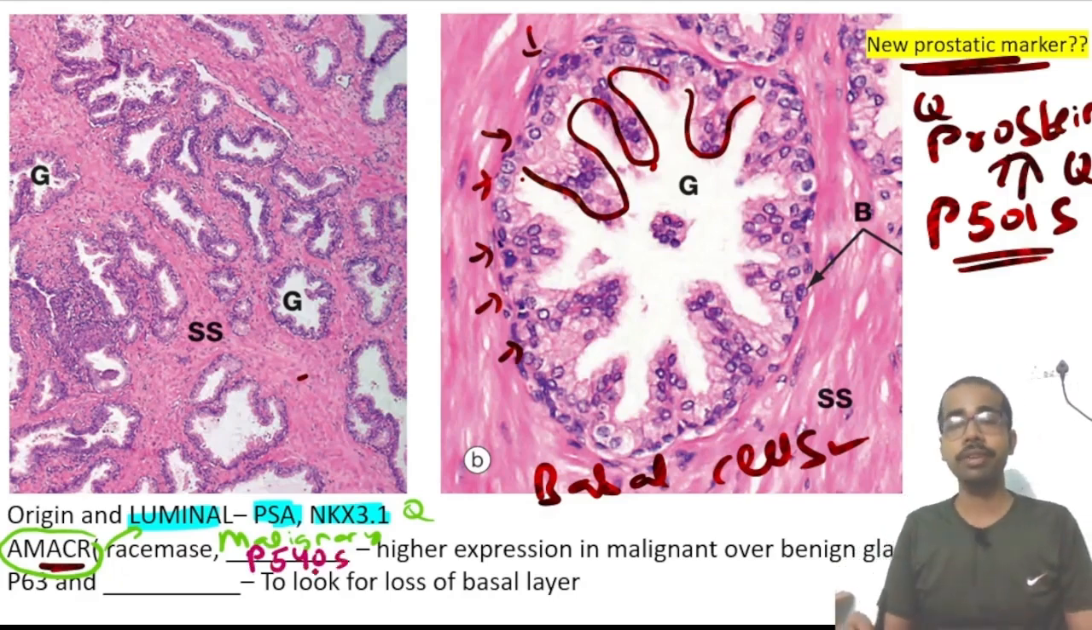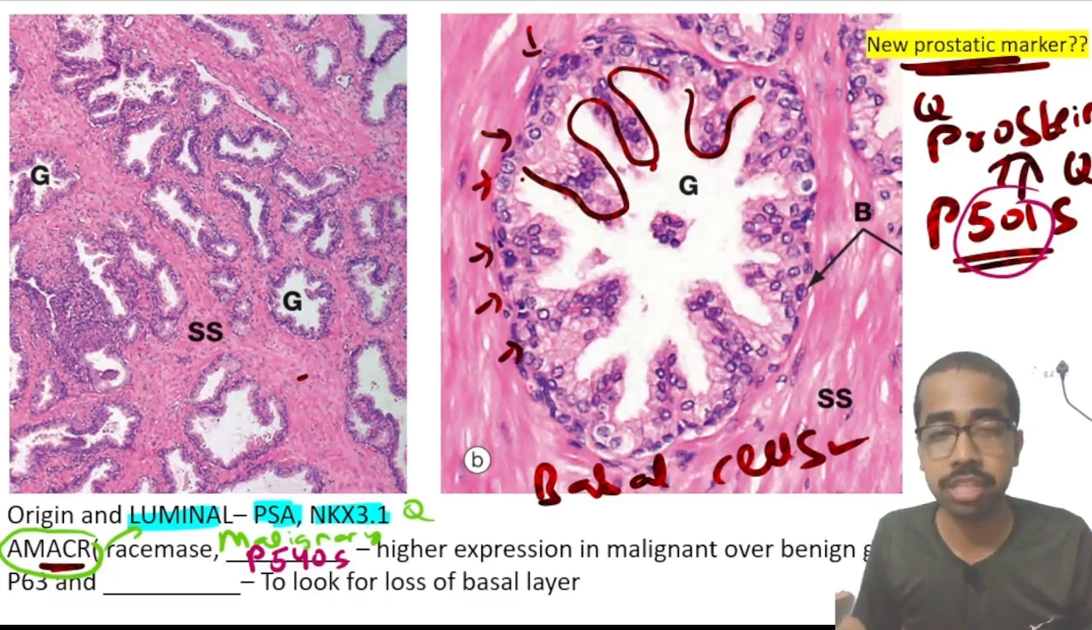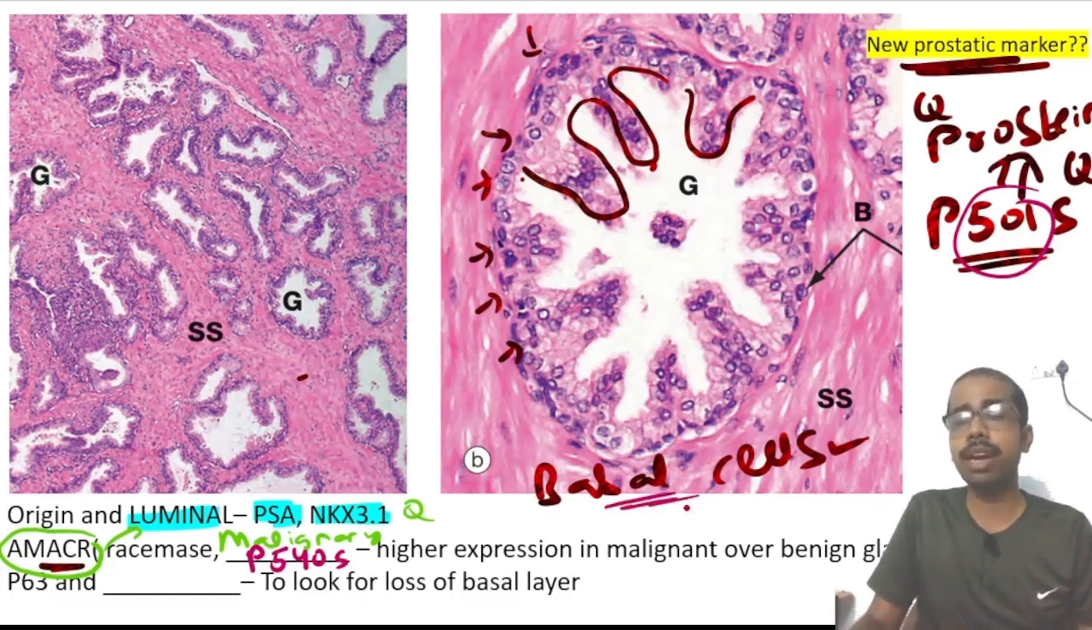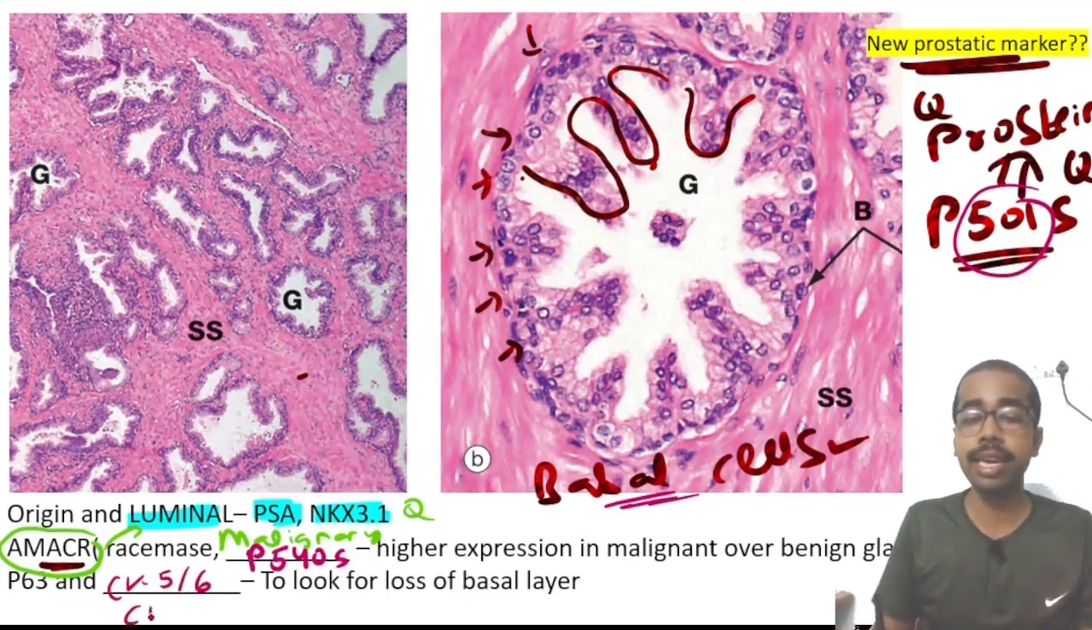P540S. 540. 501, this one, this is 540. Remember? That might be another question. And regarding the basal cells, if they ask you what is the marker, you will tell, of course, I know that P63 is the basal cell marker. Of course, high molecular weight cytokeratin like CK5/6, like CK903.